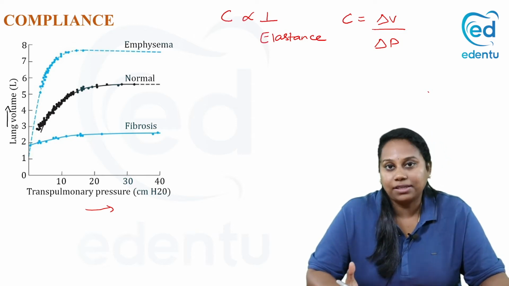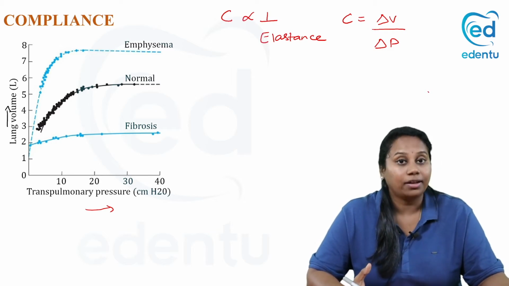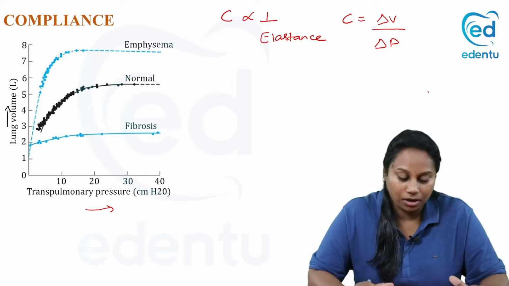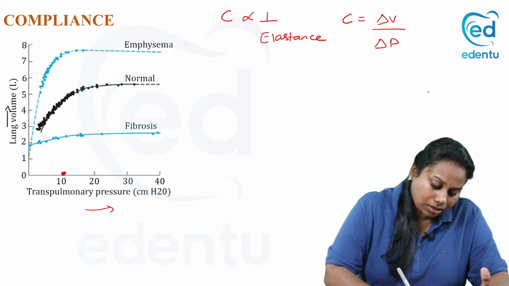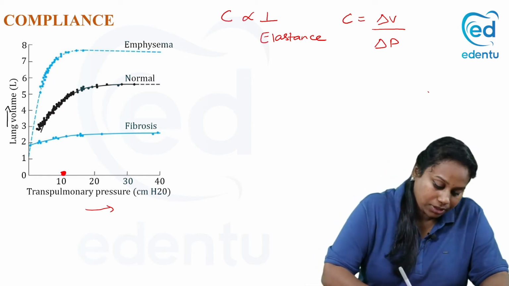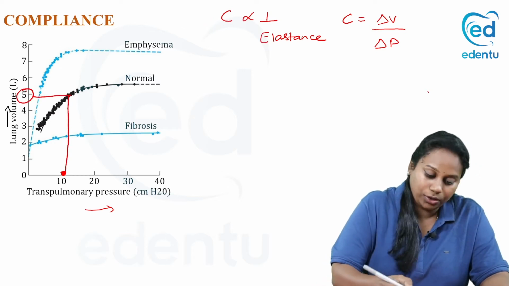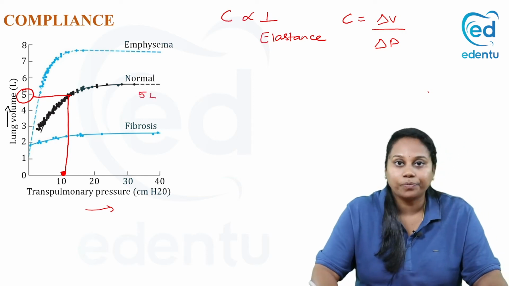So probably in the next pattern of exams, you can have questions like this. They can give you the curve and ask you to identify the name of the disease. So let's analyze this curve. Look at the normal curve. Let's take a constant pressure of 10 centimeter of water. For this change in pressure, see what is the change in volume. In a normal curve, it is around 5 liters.